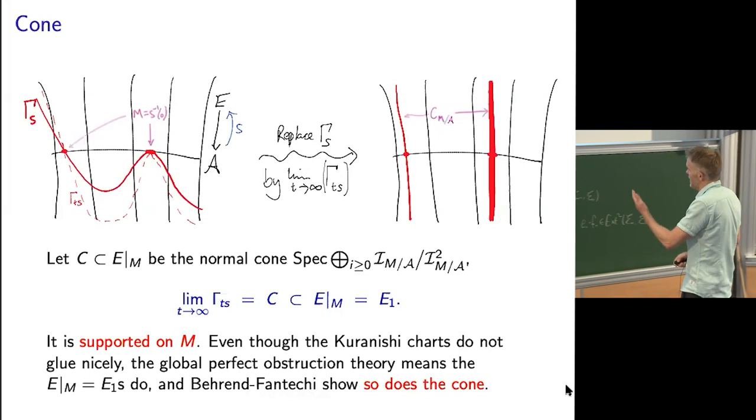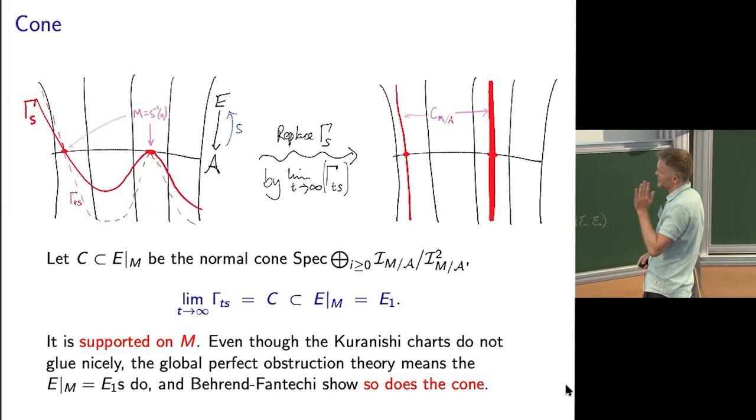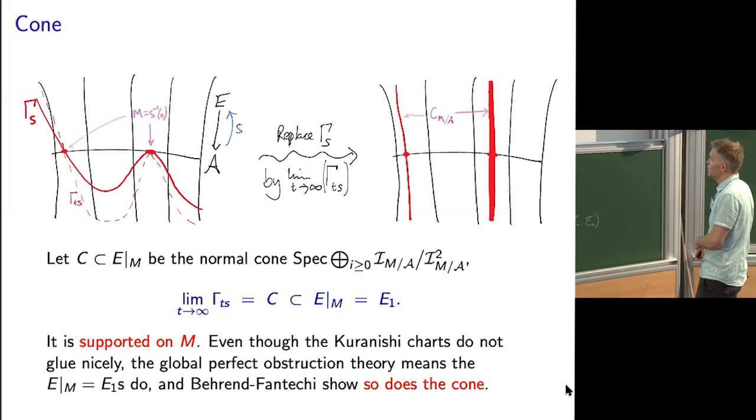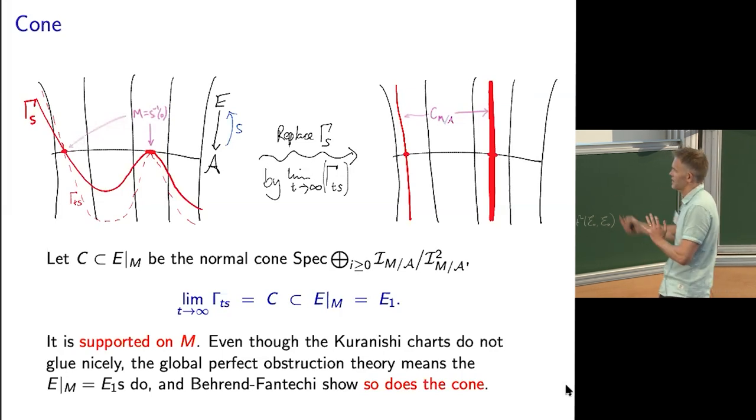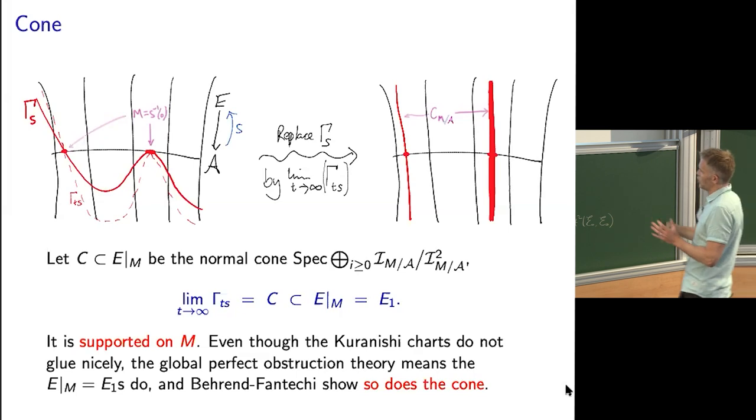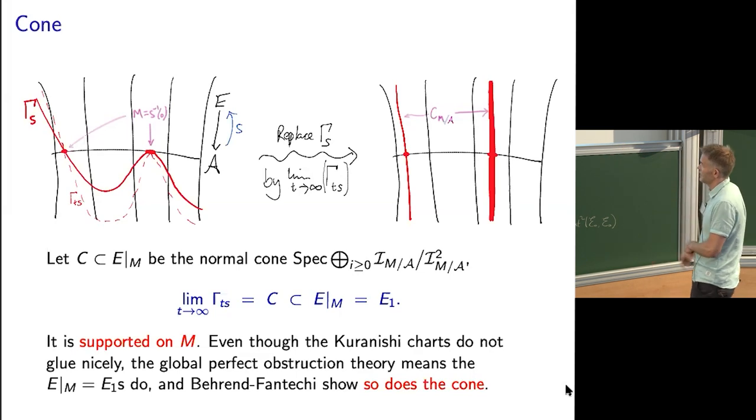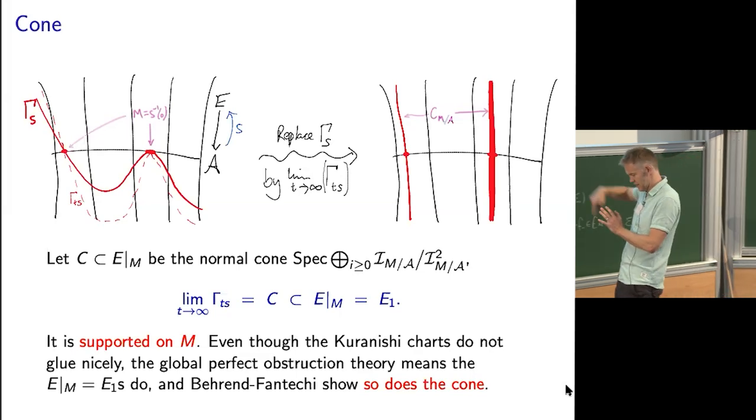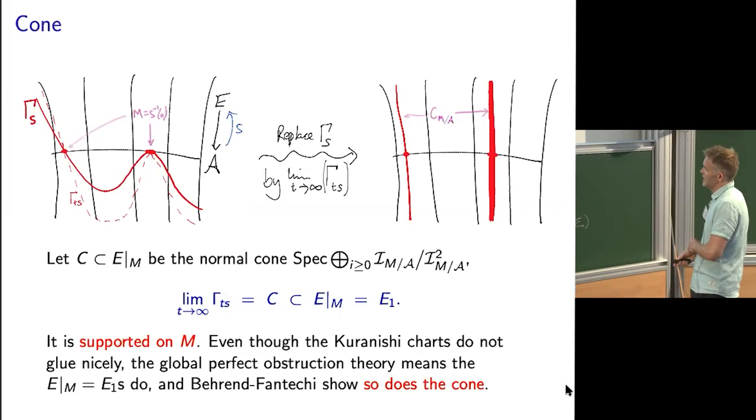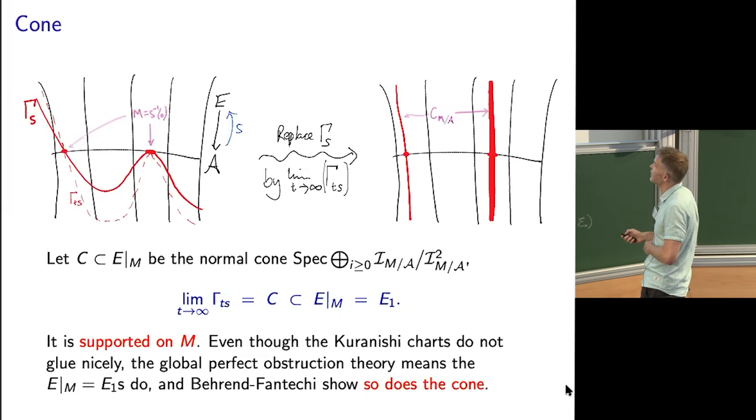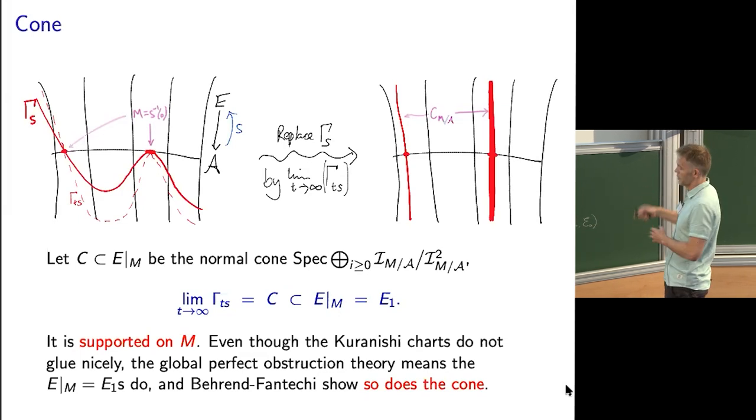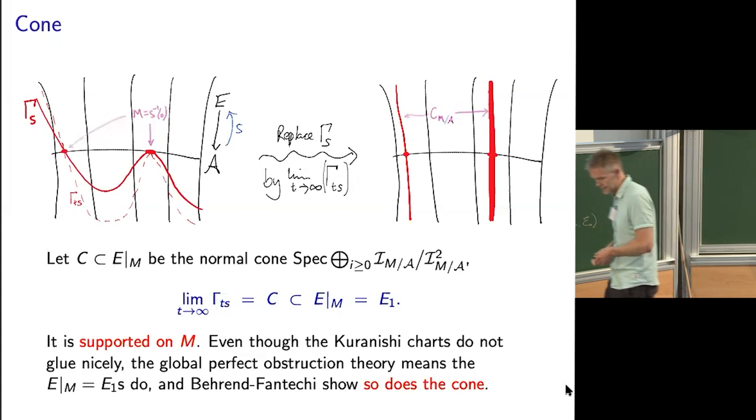Okay, so this cone is supported over M. And so the big insight of Behrend and Fantechi is that even though my Kuranishi charts don't really glue in any geometric sense, only in some categorical sense, the fact that the global perfect obstruction theory glues, so the vector bundles E glue and so on, and the tangent bundle to A, that was E0, the fact that they glue is enough to show that the cone actually glues. So if this is your picture on an open set, when you pass to another open set, you can't glue these A's, but you can glue these cones and these E's from one open set to the next.